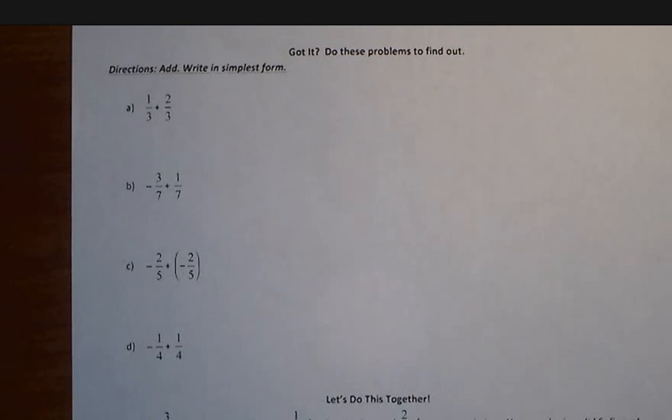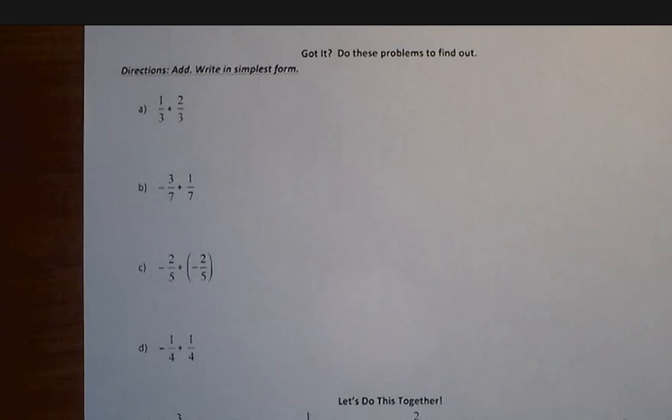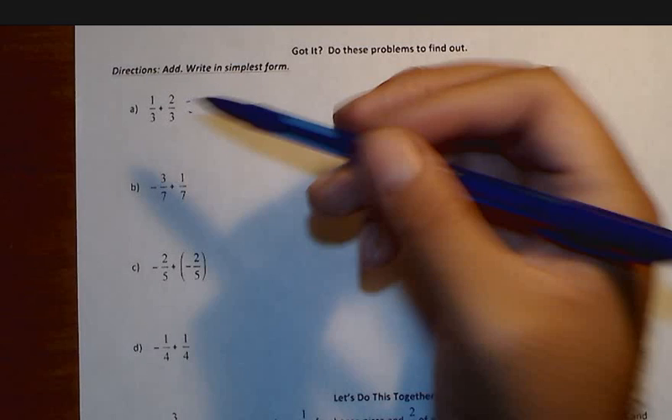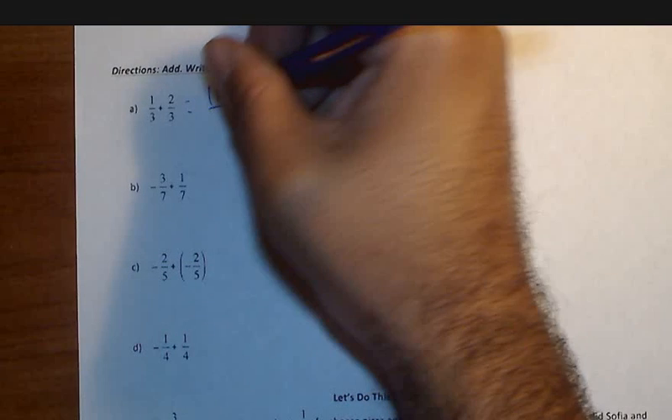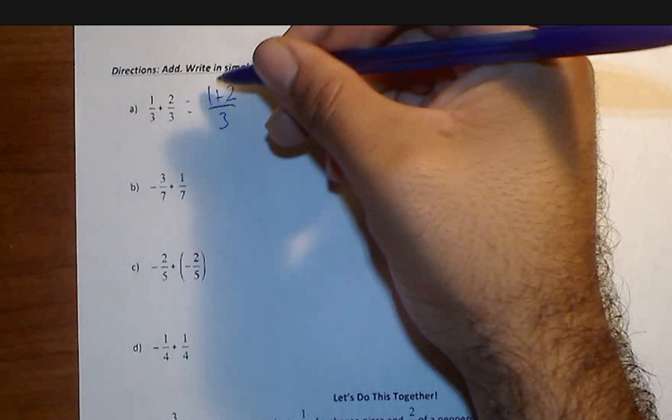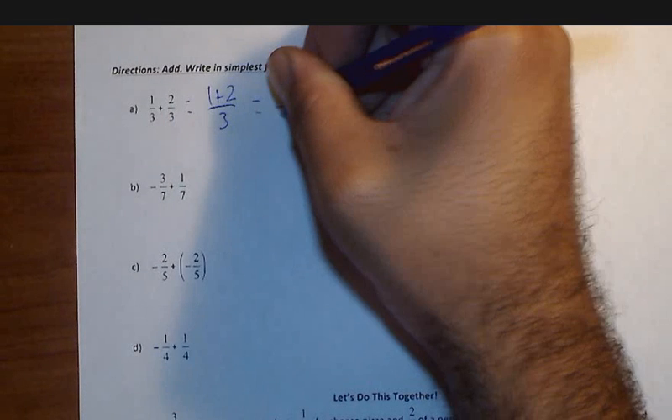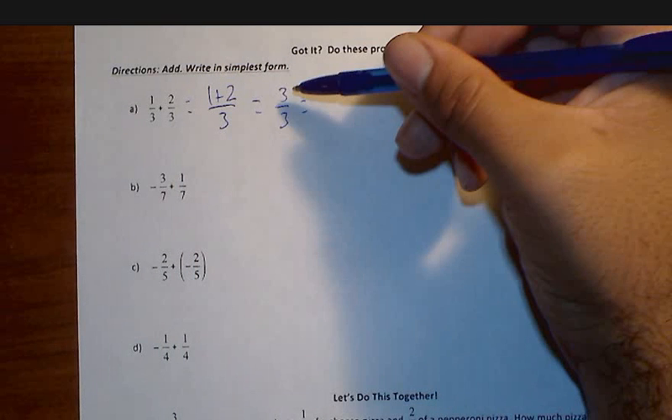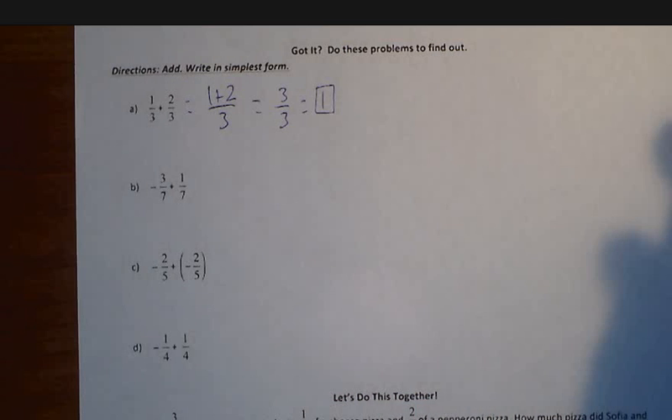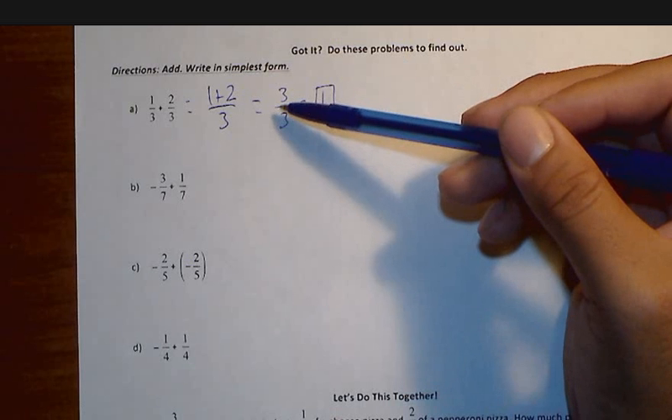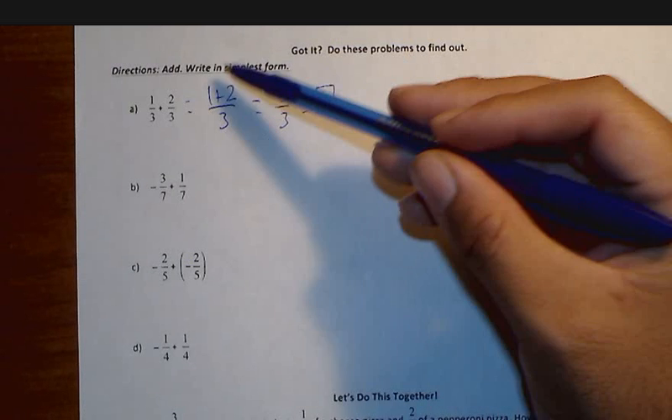Okay, hopefully you paused the video. We're going to go ahead and work each problem out one by one. So letter A says 1/3 plus 2/3. So I notice that both of my denominators are the same, therefore I can add the numerators. 1 plus 2 over 3. 1 plus 2 gives me 3 over 3. And I can simplify this by dividing 3 divided by 3, which gives me 1. Remember, if you were to write 3 over 3 as your final answer, it would not be correct because it has to be written in simplest form, which is what I did here.